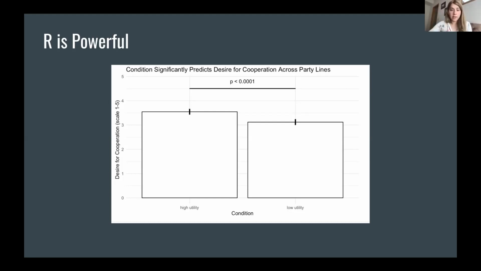I got this bar here that said the p-value of these differences. And once you get the hang of it, this is very easy to do. For example, if I had one DV, desire for cooperation across party lines, and another DV like effective polarization, I can literally just change the variable up top and change my labels, run the same graph, and have this standard graph throughout.